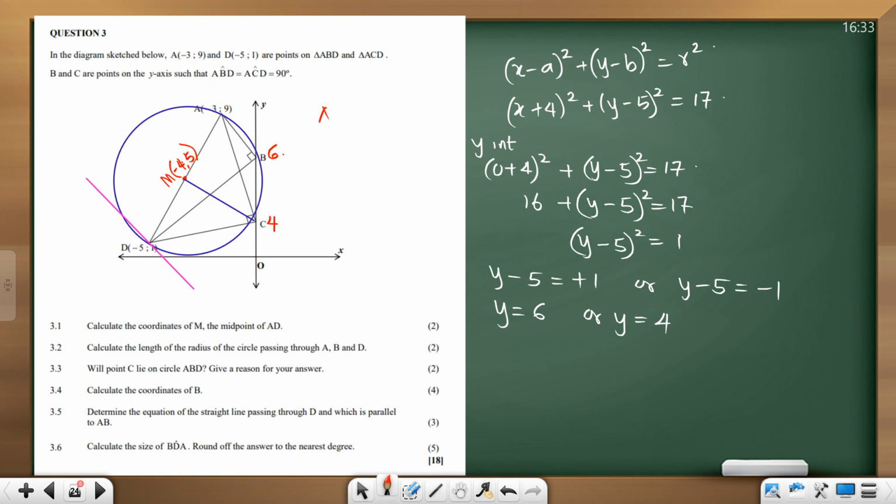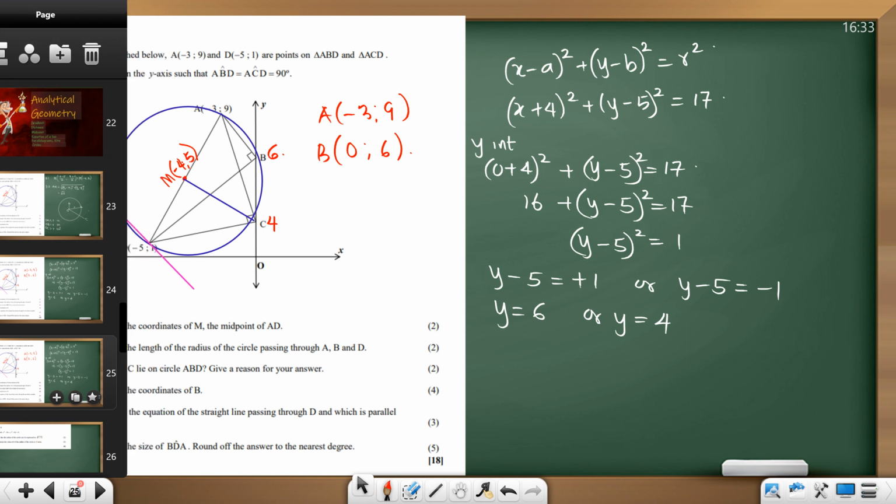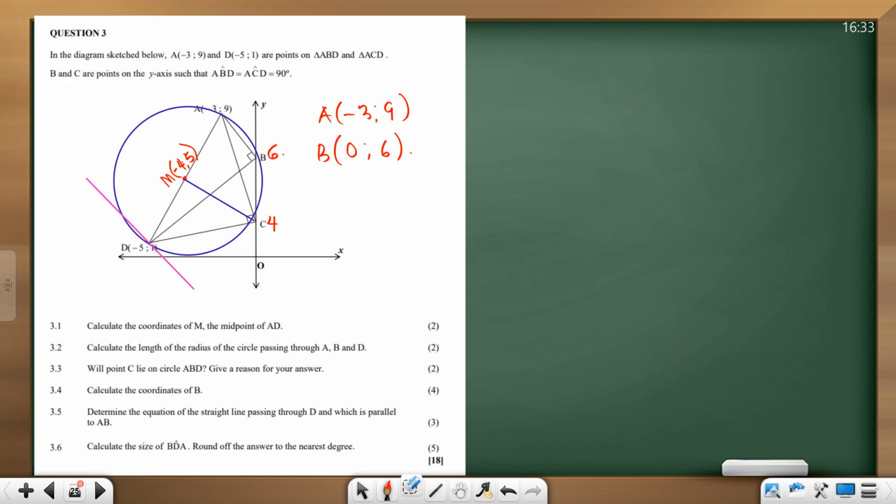What's the coordinate of B though? So we have A as negative 3 and 9. B is what? X is 0. Do you want to get me the gradient there quickly? You all did it, right? What's your gradient? You all did this, so let's not waste time with it. Gradient of AB. Sure. Can I get a confirmation? Thank you, Tapelo. -1. All right. It therefore means the gradient of that line will also be equal to -1.